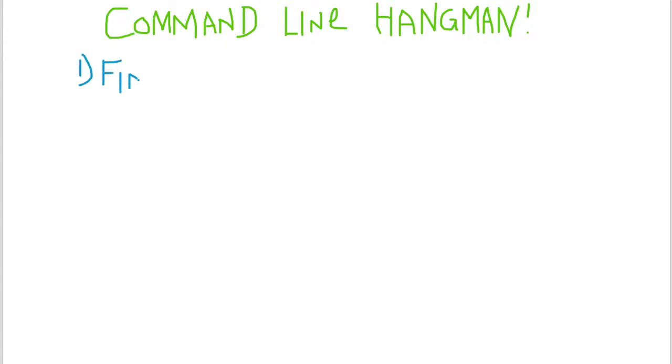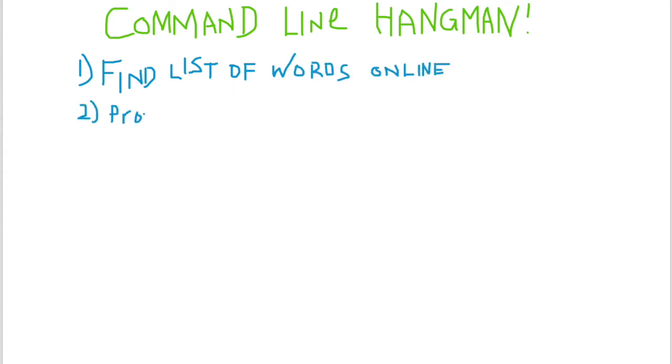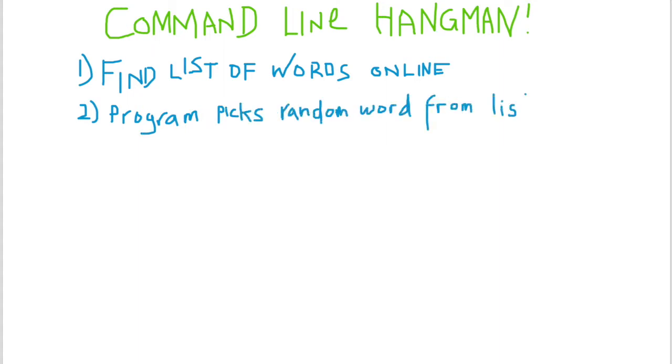The way I'm planning on tackling this is finding a list of words online. These will be the words we have to guess. The program should then pick one of those words and the user has to guess letter by letter. The program will only show the number of letters. We'll do underscores to show this.